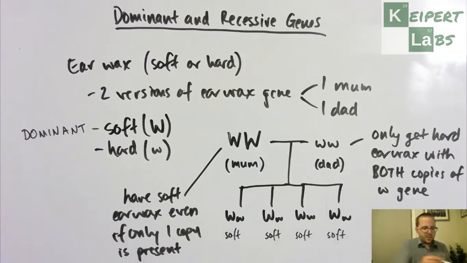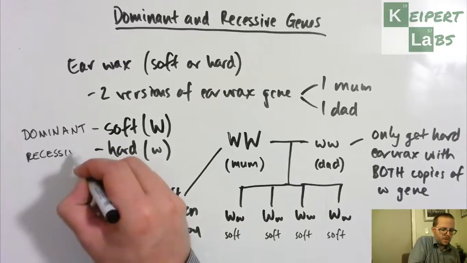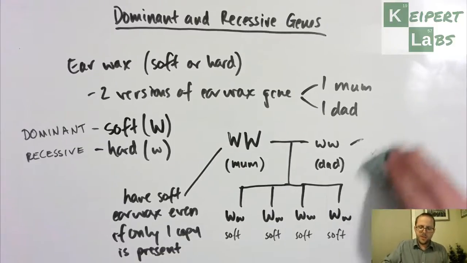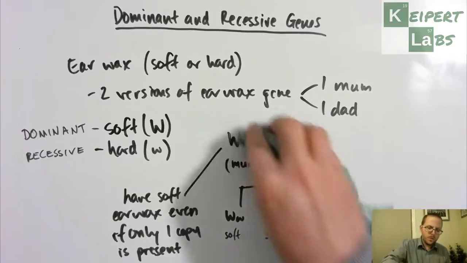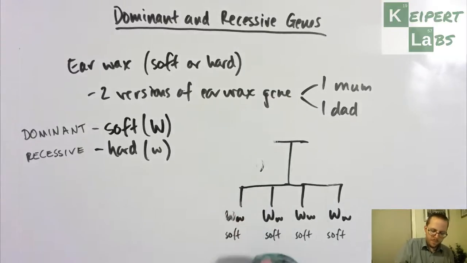Whereas the hard earwax gene is recessive. We see that it tends to be masked, so even if it's present, you don't have any hardness in that earwax, because it's hidden by the soft earwax gene. It gets interesting when you, with your soft earwax and having a big W and little w, have children with someone else.